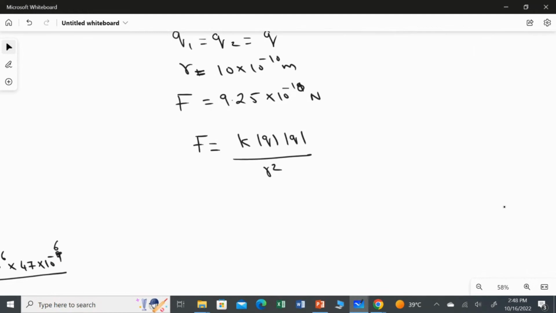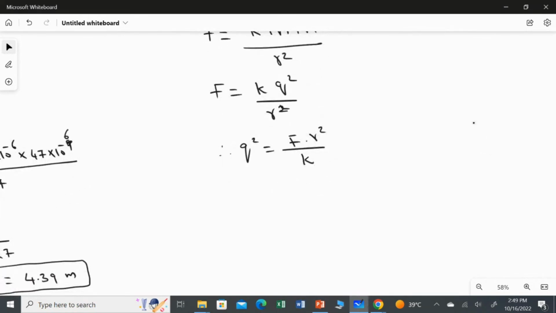So better I will write the formula first and then I will substitute the value. Here we are going to find the value of the charge. So F is equal to K Q square over R square, and we are going to find the value of the charge. So please rearrange this equation in terms of charge. Therefore, charge square is equal to F multiplied by R square divided by K. Clear? Now I have to take the square root on both sides. So by that the equation becomes square root of F multiplied by R square over K.